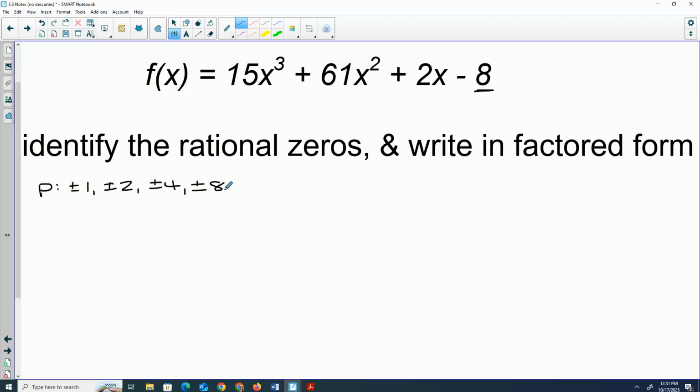And you can have those in any order. I tend to put them in numerical order, but if you want to write them down as you think of them, that's fine. All right, where do we look for the Q value? Yeah, the leading coefficient. So if I'm looking at that, everything that goes into 15. So you can do 1 and 15, 3 and 5.